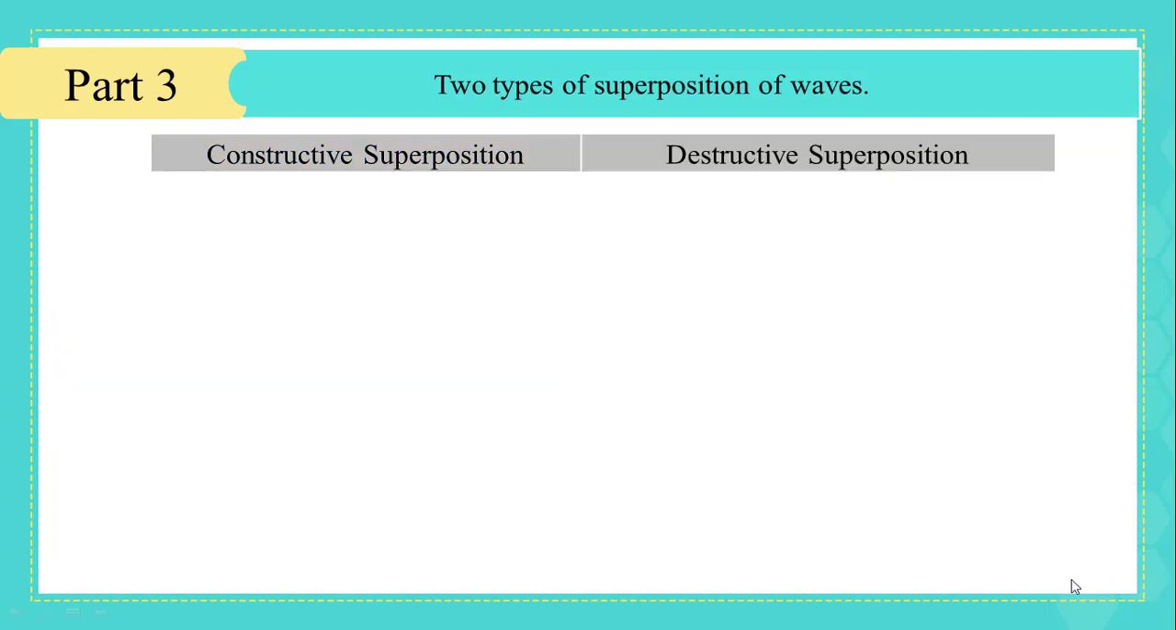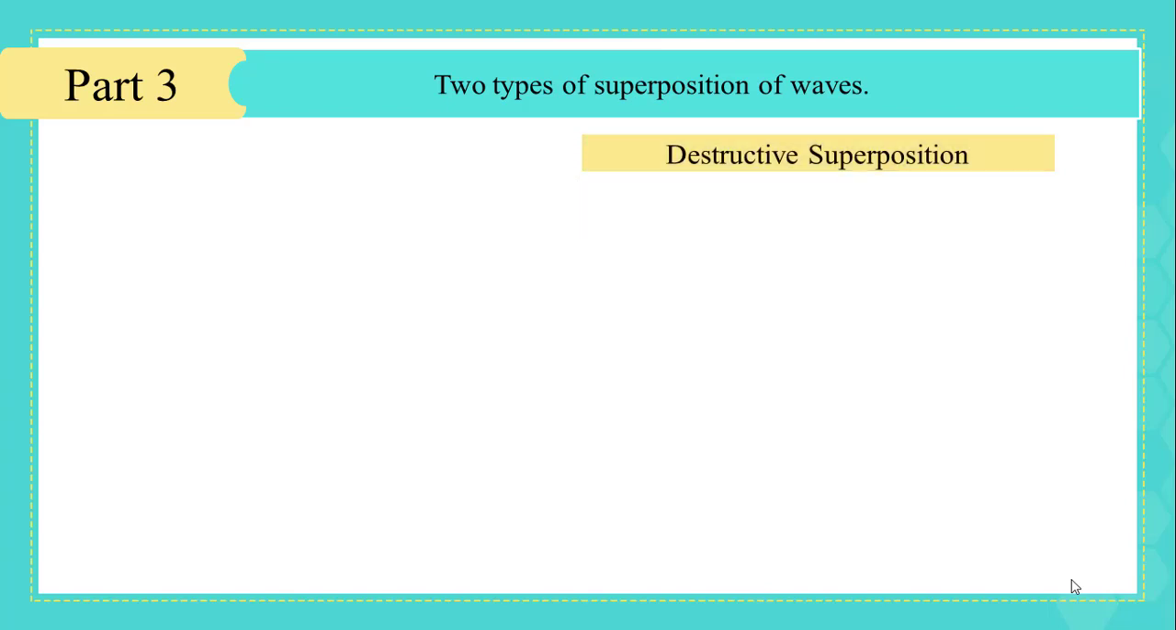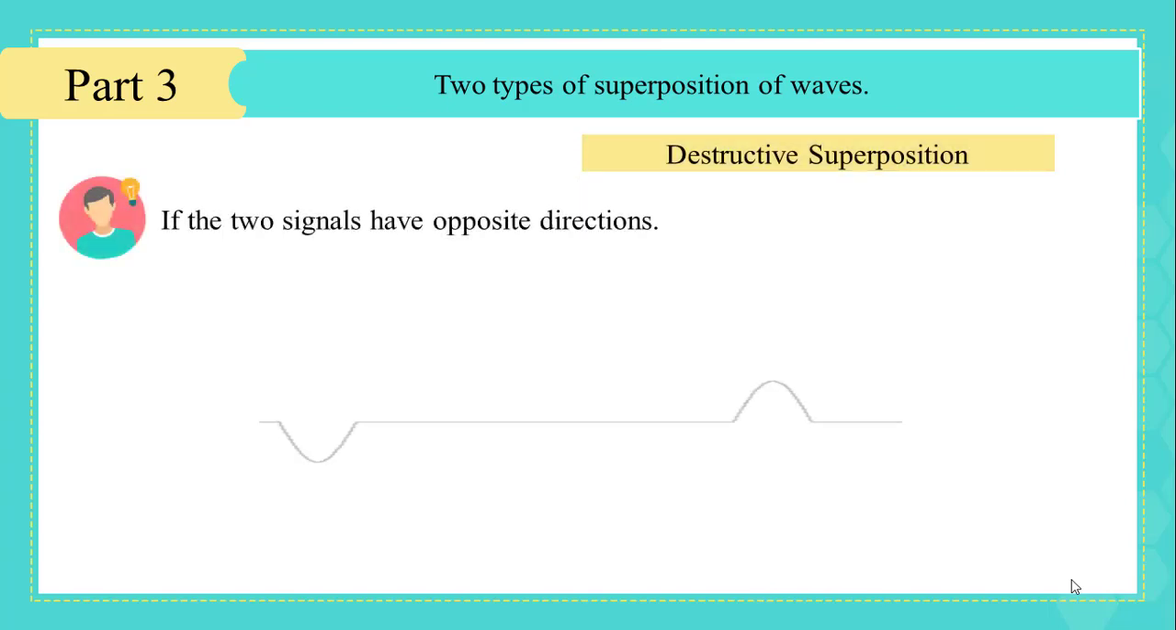After explaining the constructive superposition, can you guess what is a destructive superposition? Let's see. If two signals have opposite directions moving towards each other, they overlap at a certain instant on a certain point, then a destructive superposition takes place. In other words, it is the overlapping or the meeting of a crest and a trough.